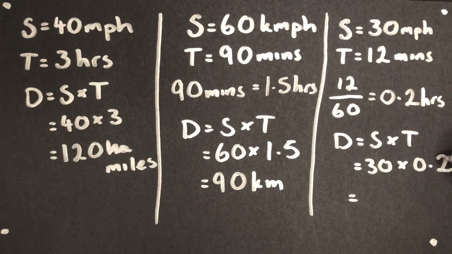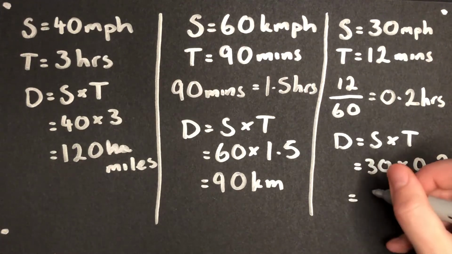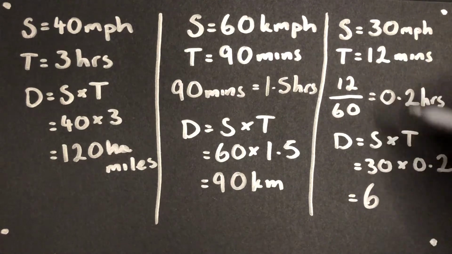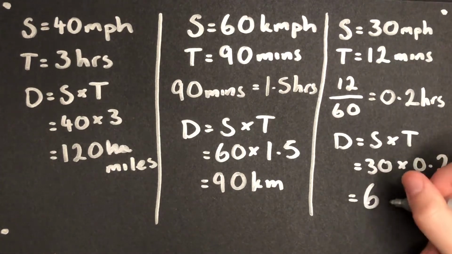I mean, 0.2 is a fifth, so I could divide by 5 and get 6. 0.2 is also 2 in the tenths column, so I could divide by 10 and times by 2. Whatever way I do it, as long as I do it correctly, I get 6. And what's my unit going to be? Miles.